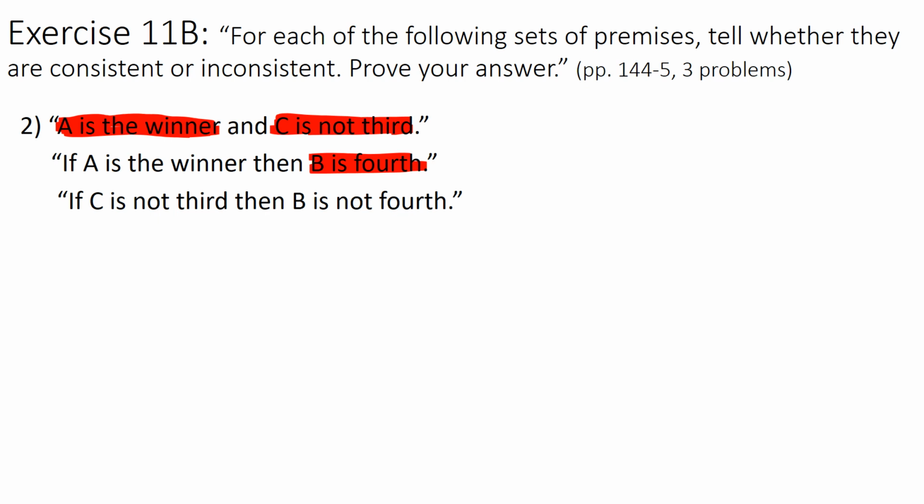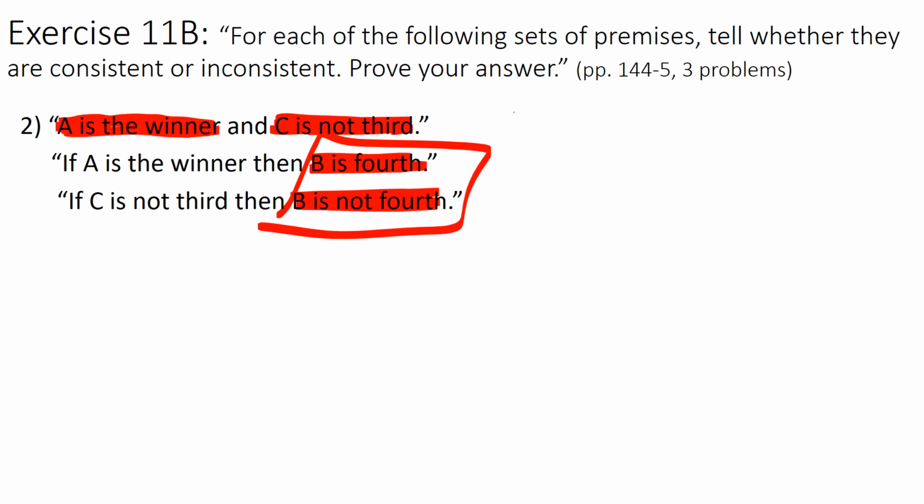But if C is not third, then B is not fourth. So the contradiction really is right here. So these are inconsistent premises. We could affirm both consequents because we can affirm both antecedents based on our first premise. Instead of doing that truth assignment, let's just derive a contradiction from that set of premises.